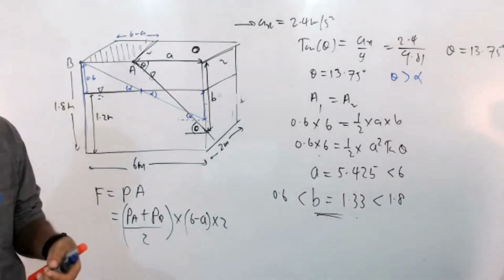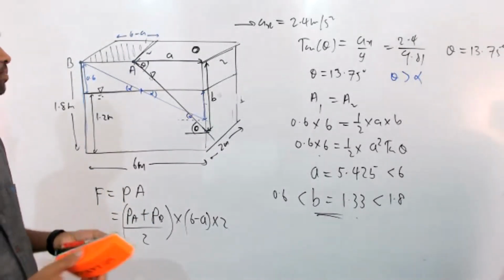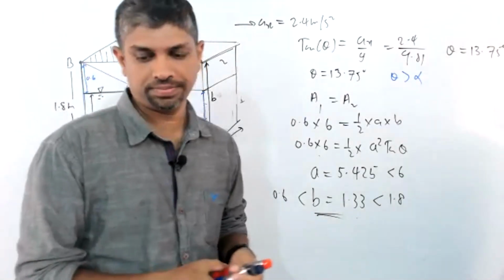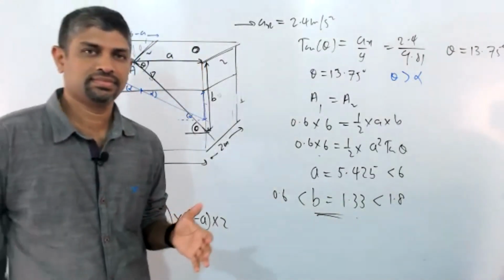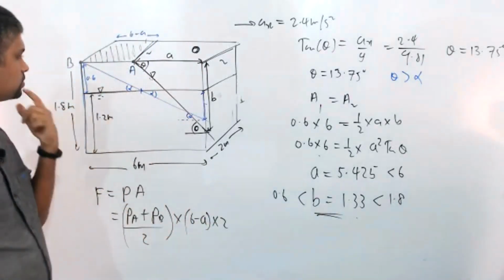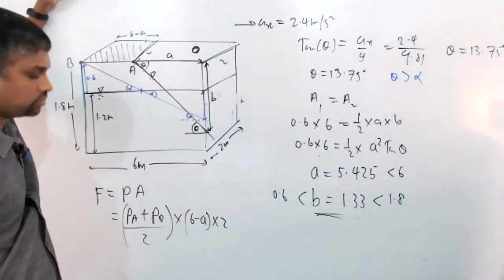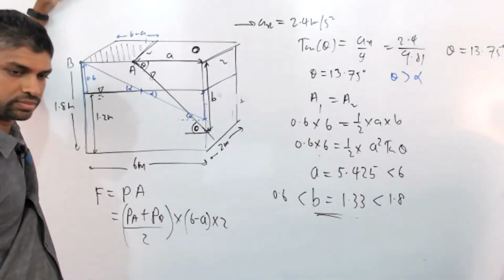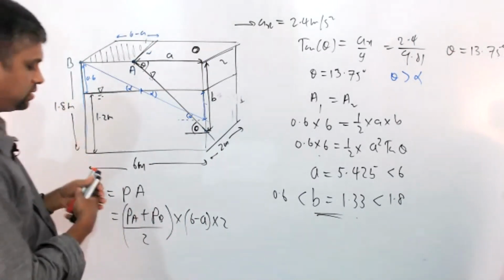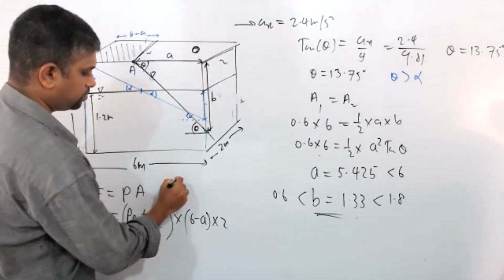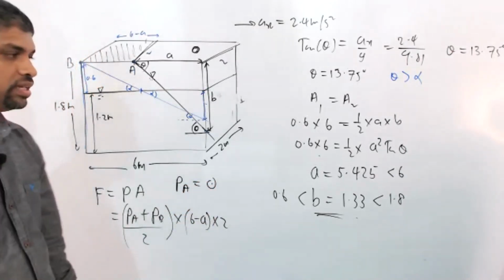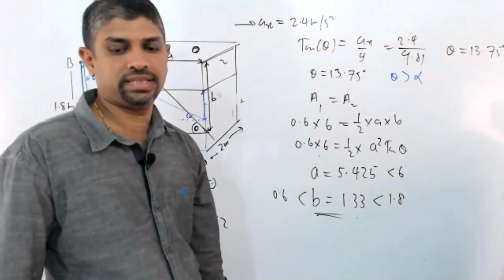All of you, tell me, how do we calculate PB, the pressure at B? What is the technique that we can use? PA is 0, no? PA is equal to 0. That's all right. We have to calculate PB. How do we calculate PB?